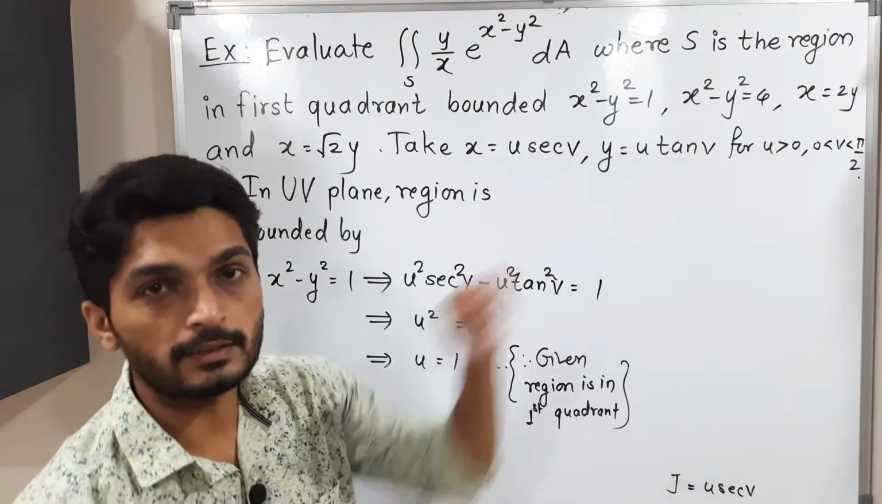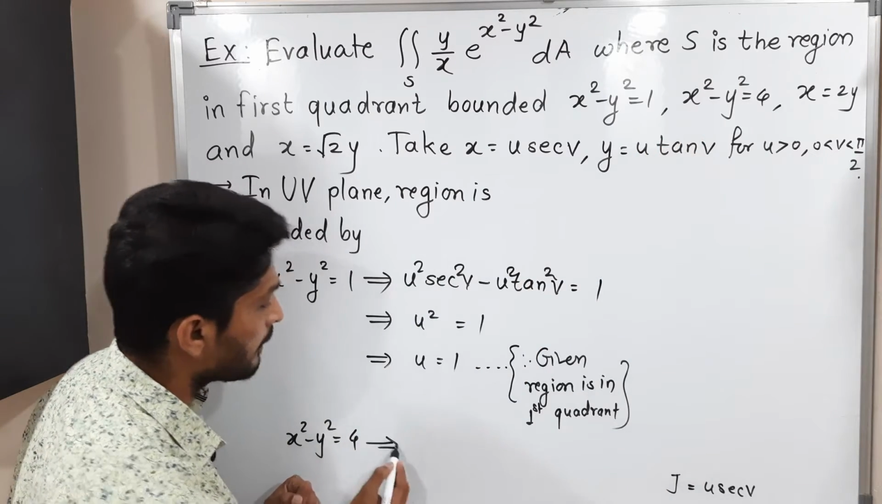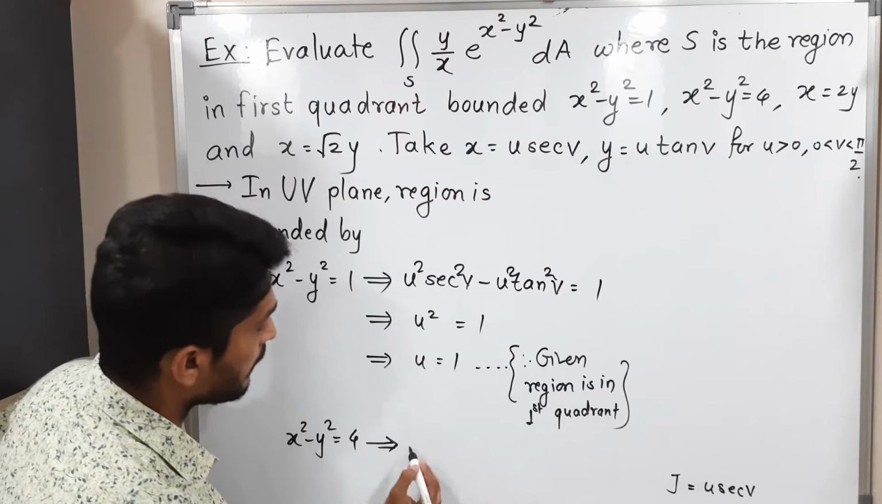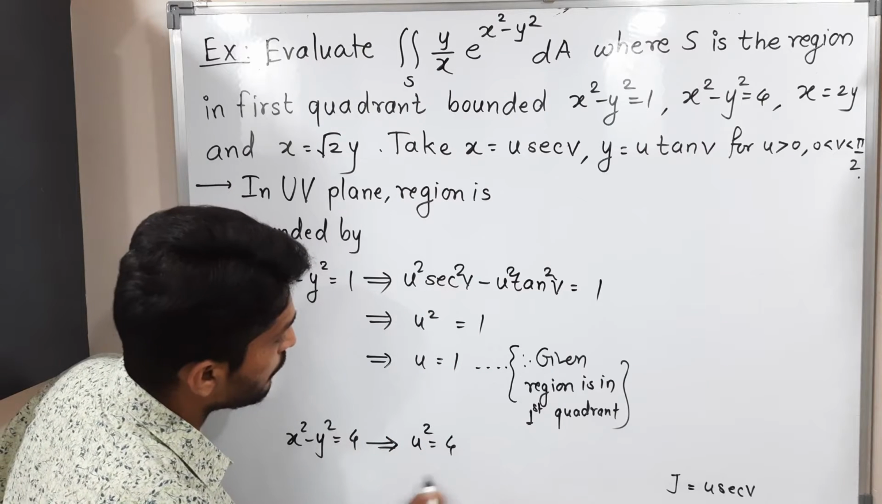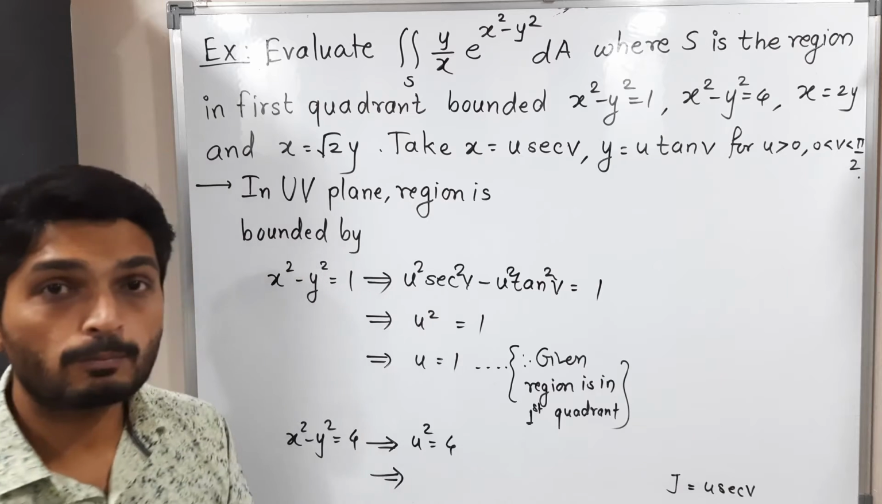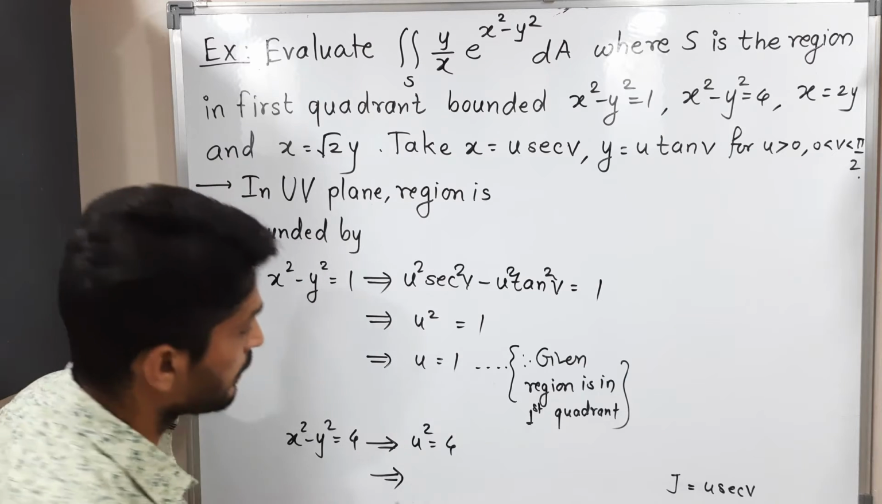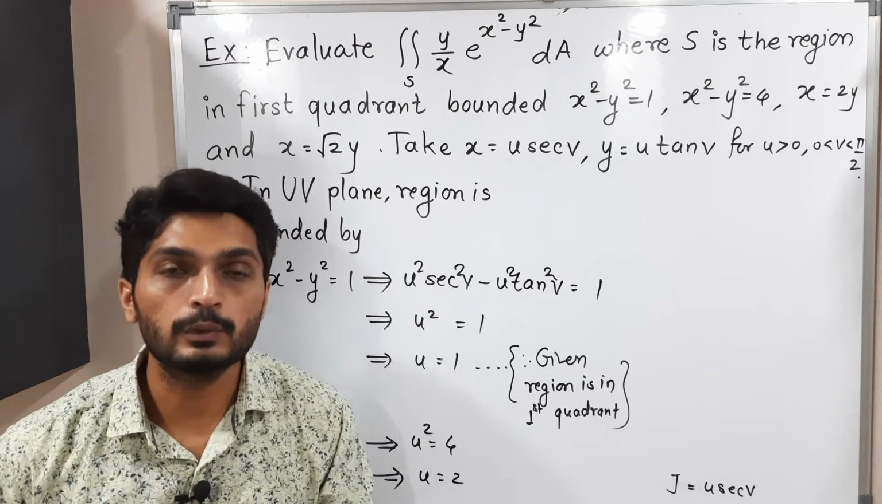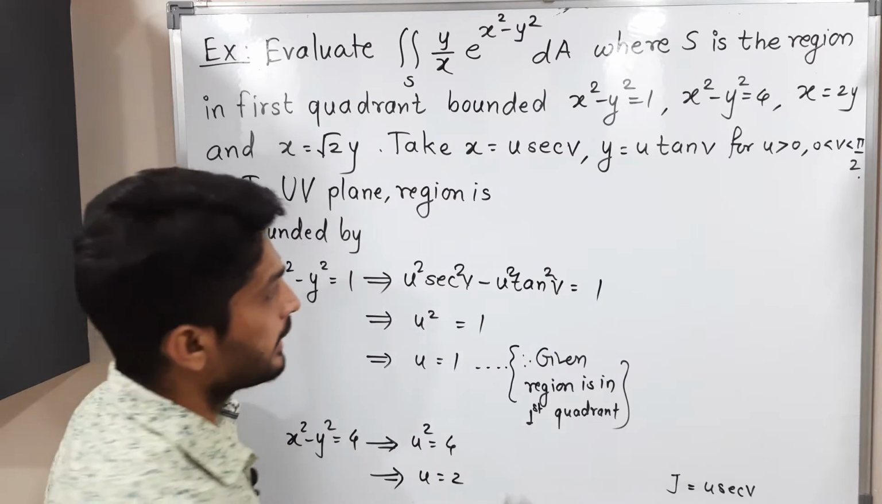As you can see here, in the same way we can solve it. If you solve in the same way, obviously you will come up to this step, u square is equal to 4. So by taking square root of both sides, obviously positive square root, u is equal to 2. So in this way we got the limits of u varies from 1 to 2. Let us go further.